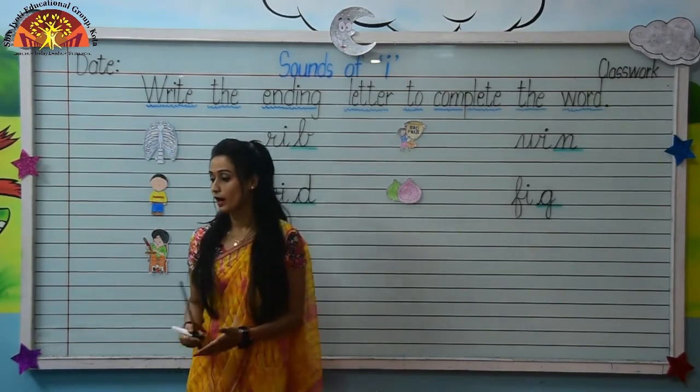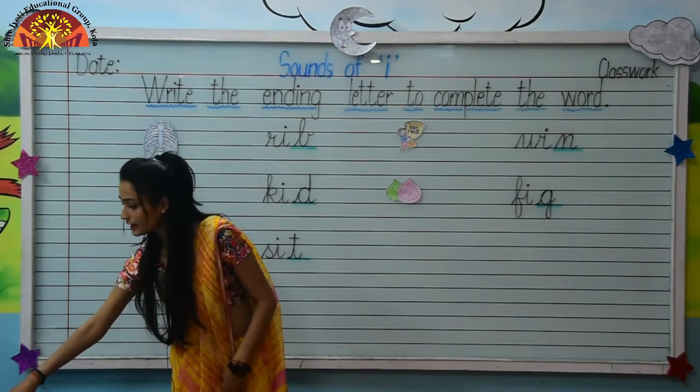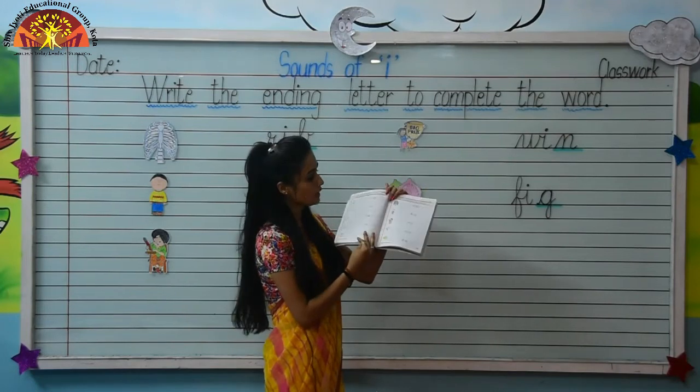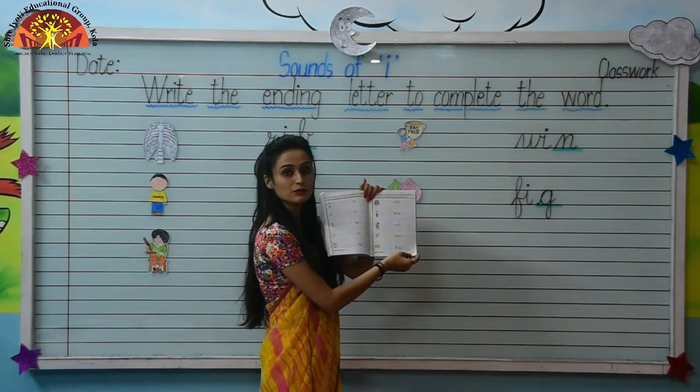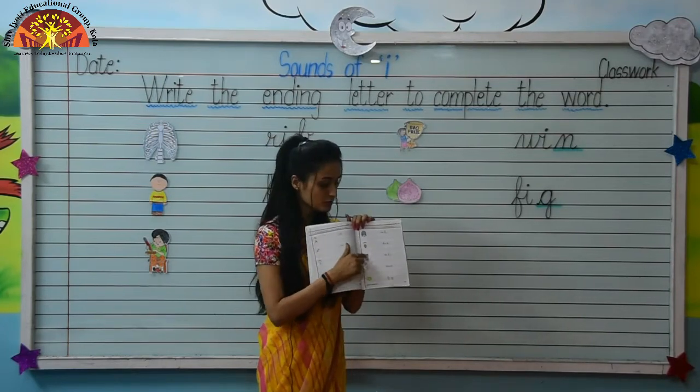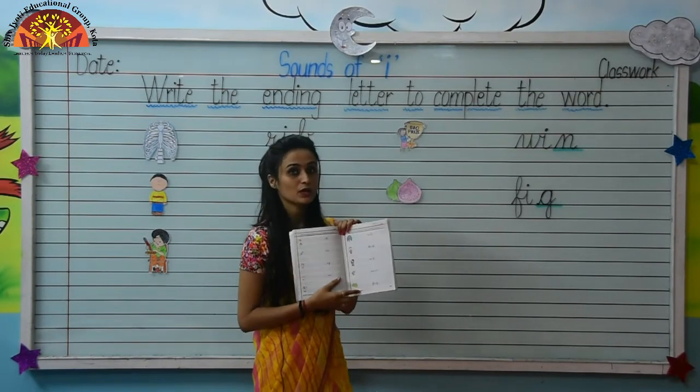Similarly, you have to do this exercise in your English workbook on page number 59 and 60. Kids, color the pictures very nicely and very beautifully.